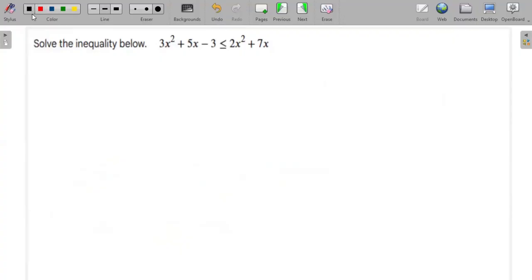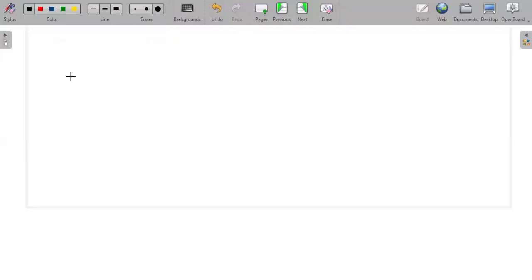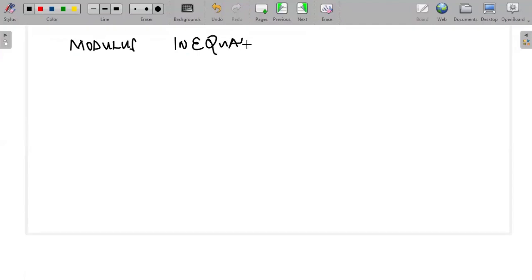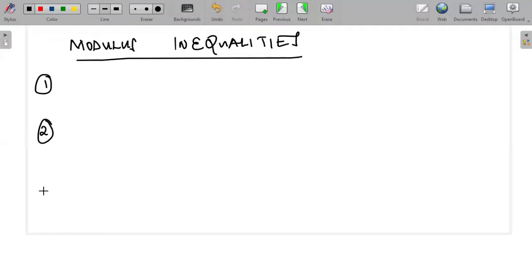So now, having gone through that, we can now talk about the modulus ones. So the modulus ones are in 3 types. And these ones are the ones that they like bringing in the exam. So the modulus inequalities are in 3 types. So I'll say type 1, type 2, and then type 3. Okay, so type 1, it has a single modulus.